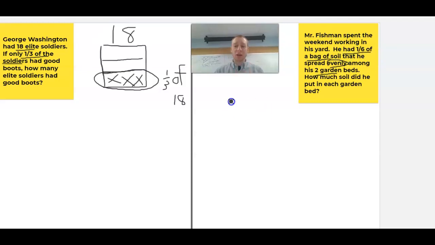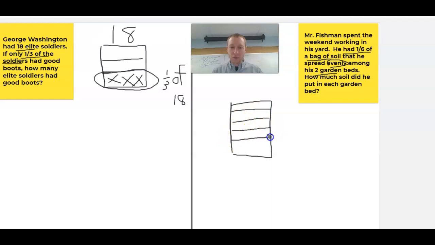So what did he do? Well, let's say he's got this bag of soil, right? But how much does he have? He actually only had 1/6 of a bag of soil. So let's split this into 6. There's 1, 2, 3, 4, 5, 6. So he's only got this, right? He's got 1/6 of a bag of soil. And what's he going to do with that bag of soil? He's going to spread it evenly among his 2 garden beds. So we're actually taking that 1/6 and we're splitting it in half. This is really all we're interested in, right? What is this half of the 6th of the whole?